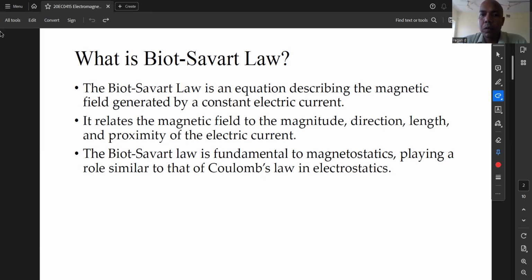We learned Coulomb's law and Gauss's law in electrostatics. In the same way, in magnetostatics, we have two fundamental laws. The first one is the Biot-Savart law. So in this lesson, we cover what the Biot-Savart law is.